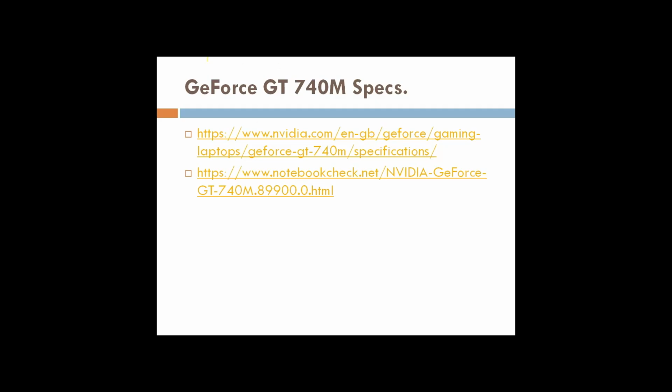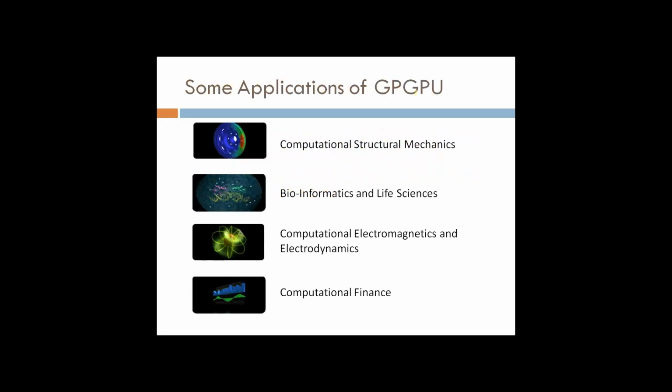So we can see the specifications of different cards on NVIDIA's website. Basically, we must know what the capabilities are if we have a GPU, so that we can check from its specifications, which are available on NVIDIA's website. So these are some applications where it can be used.